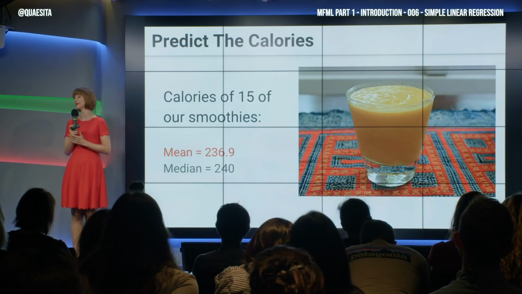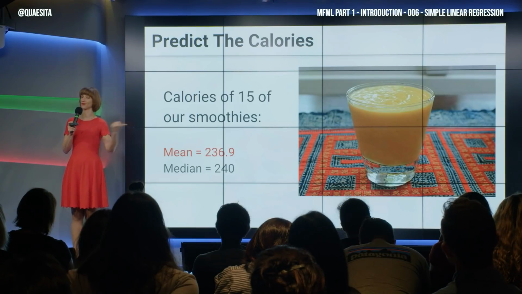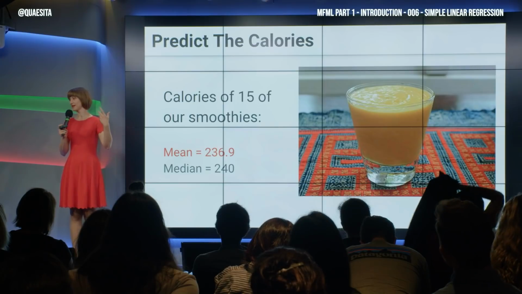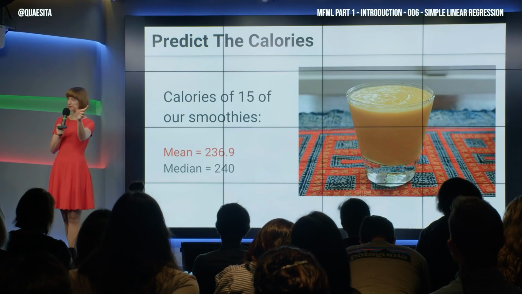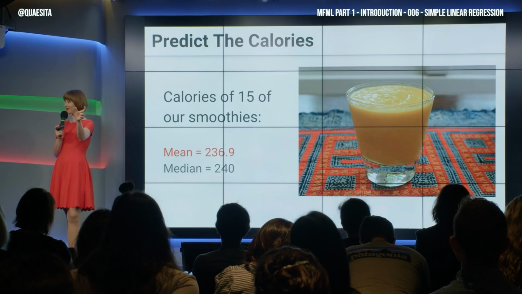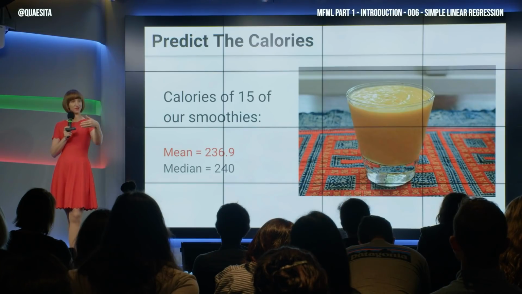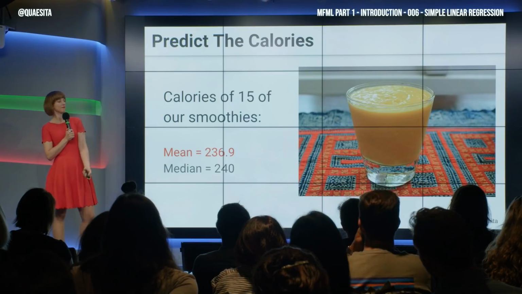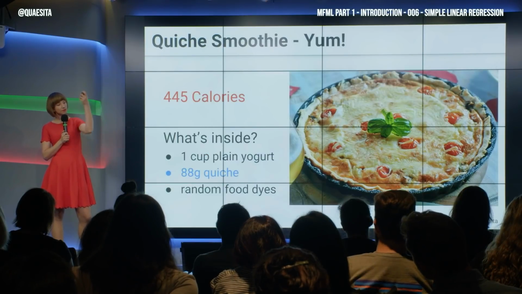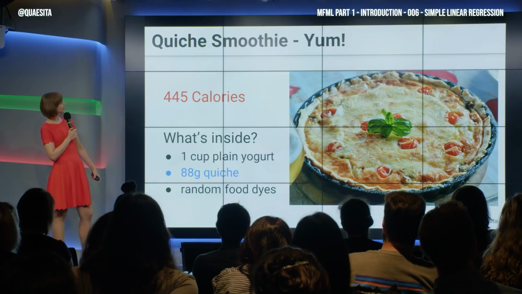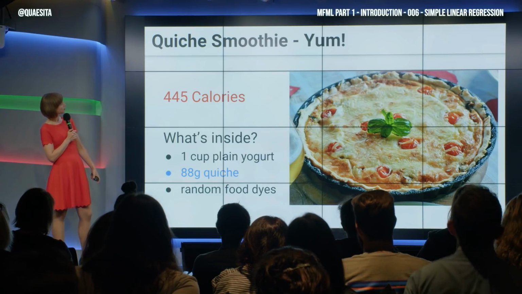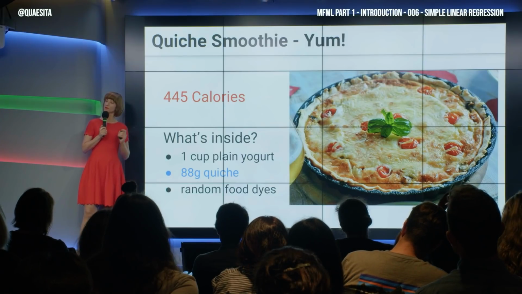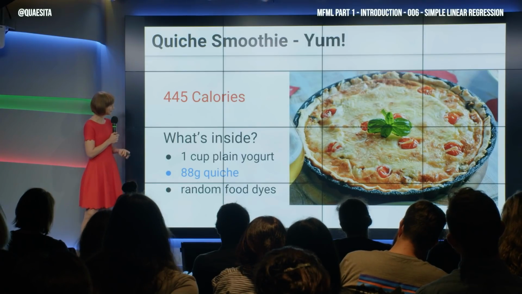Have a guess now as to the calories of this one. 237 I'm hearing, 238, 240. Notice how your range has narrowed a whole lot as I give you more information. That's going to be key to our discussion. Okay, I'll go for 237. It turns out to be 88 grams of quiche Lorraine, clocking in at a whopping 445 calories and proving to us that any liquid diet is beatable.